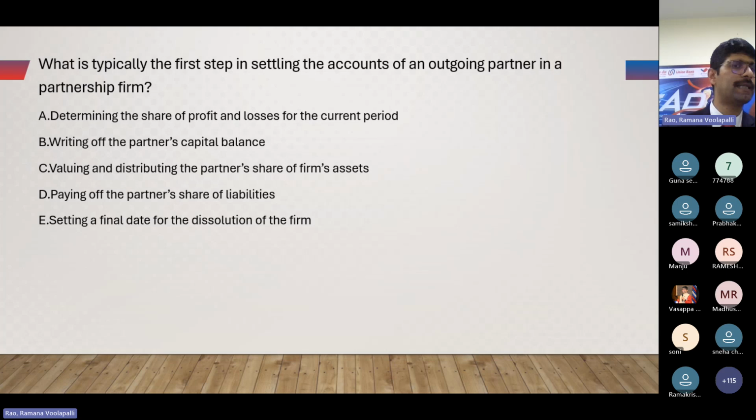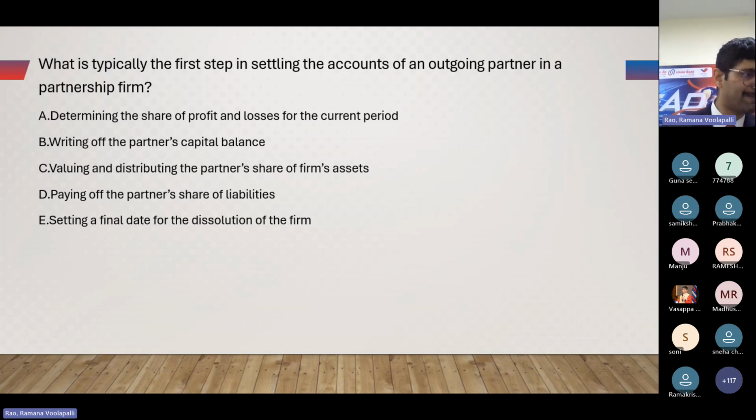What is typically the first step in setting the account of an outgoing partner in the partnership firm? I'm looking for answers from you. I think my screen was not getting refreshed. Thank you. I got answers from Malati, Aruna, Udayji, Aman, Sharmaji. Great. Thanks to the participants.